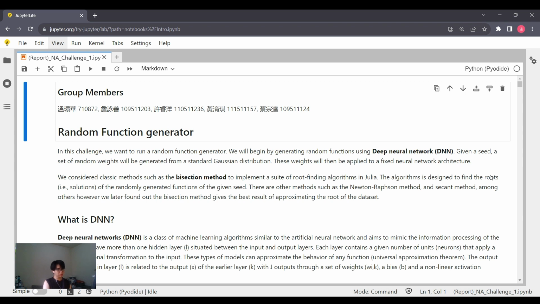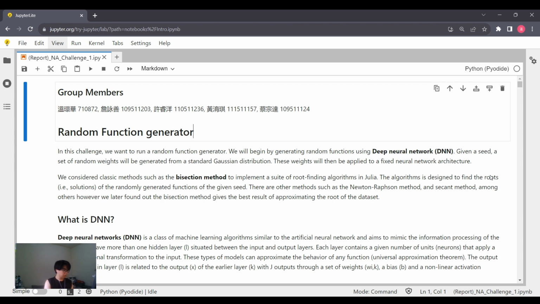We will begin by generating random functions using a deep neural network, or DNN. Given a seed, a set of random weights will be generated from the standard Gaussian distribution. These weights will then be applied to the fixed neural network architecture.